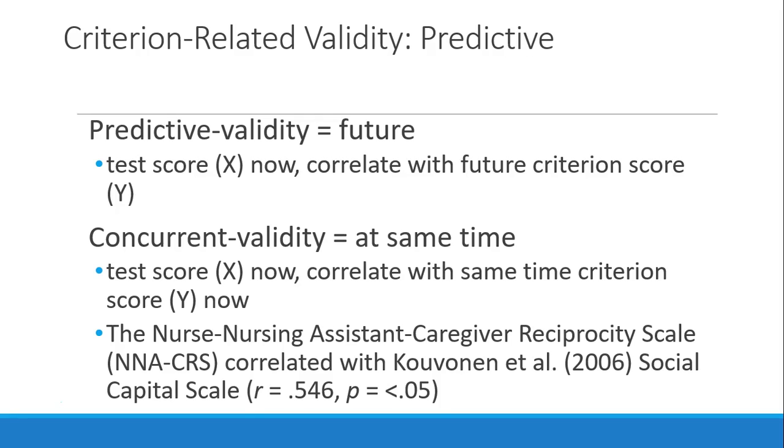Concurrent validity means that you're measuring both of the instruments' results at the same time using a correlation coefficient. Here's an example: the Nursing Assistant Caregiver Reciprocity Scale was correlated with another instrument, a social capital scale, and you got, once again, a moderately strong, statistically significant result.